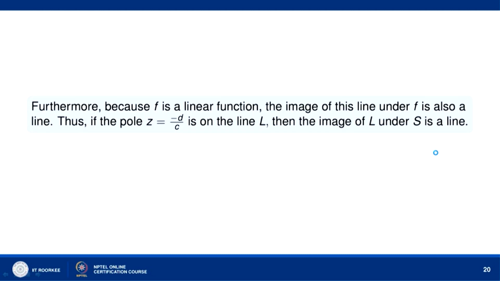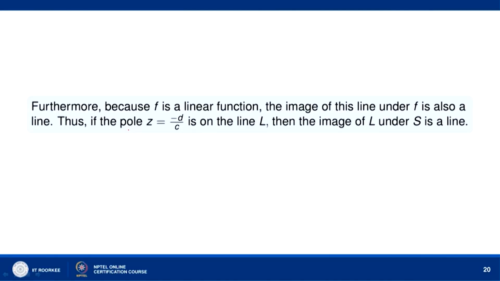Now, furthermore, we have to see the effect of f. Since f is a linear function, the image of the line in the xi plane under f is again a line. So, if the pole z equal to minus d by c lies on the line L, then the image of L under S is a line.